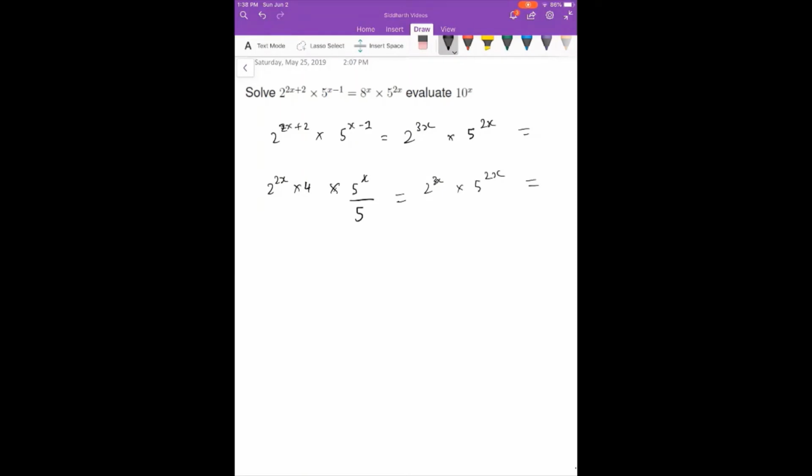Now, let's get all the like terms to one side by dividing by 2 to the power of 2x into 5 to the power of x. We get 4 by 5 is equal to 2 to the power of 3x into 5 to the power of 2x divided by 2 to the power of 2x into 5 to the power of x. Simplifying the right hand side, we get 2 to the power of x into 5 to the power of x, which is same as 10 to the power of x. So 10 to the power of x is equal to 4 by 5.